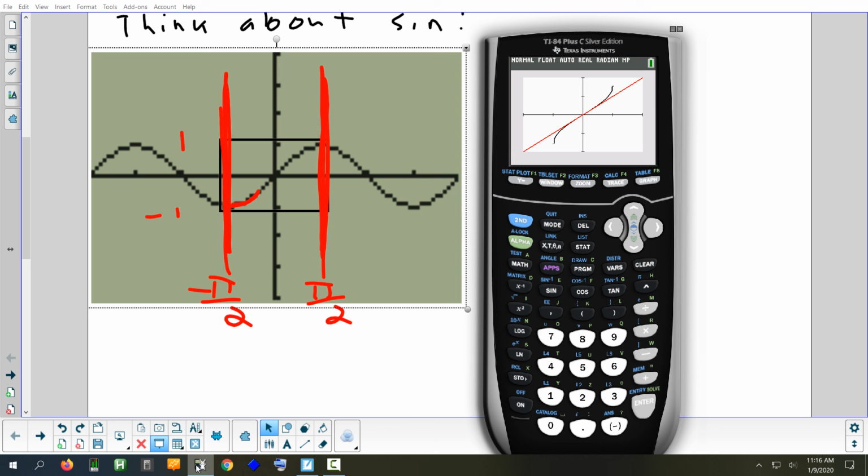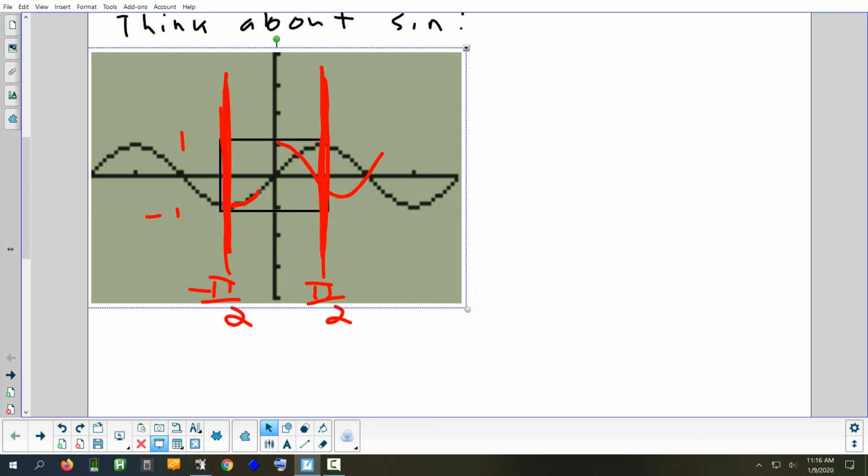Similar to... Yeah, it's very similar to sine. It starts at 1. It just starts here, and it goes more like that. So, does the graph of cosine pass the horizontal line test? No. It fails it, just like sine did.